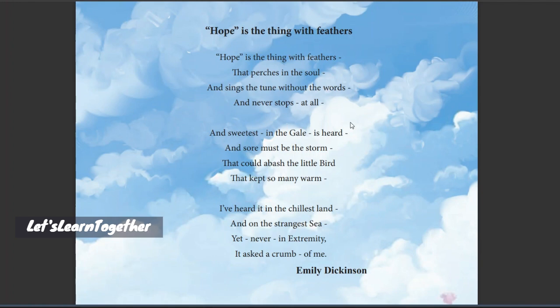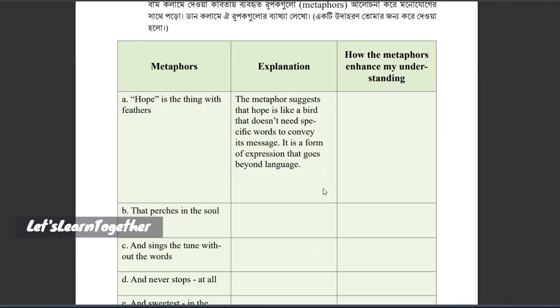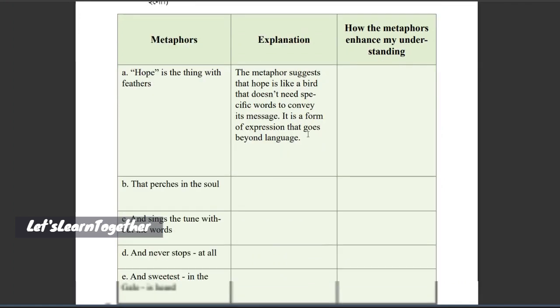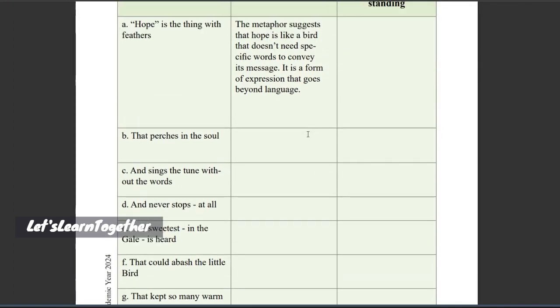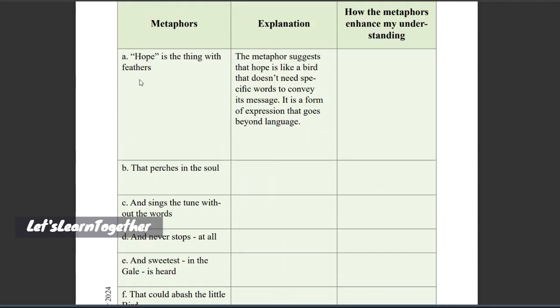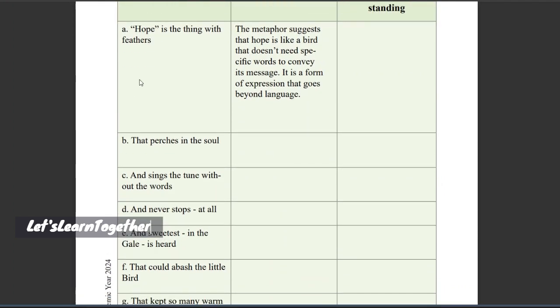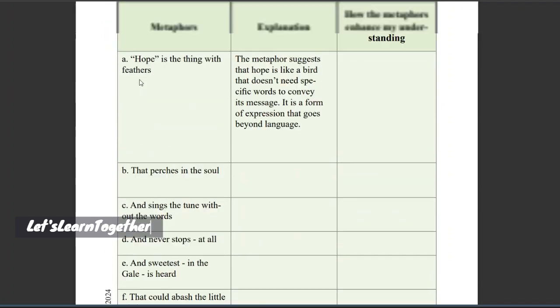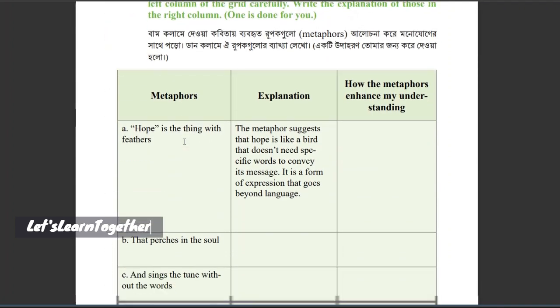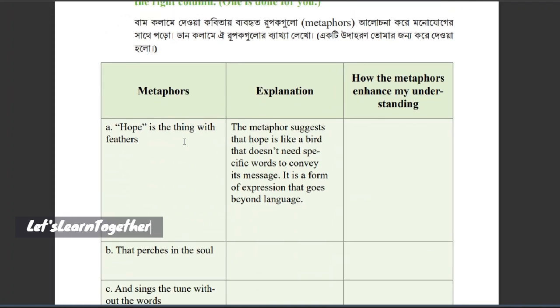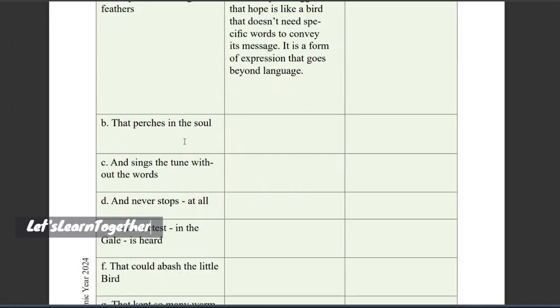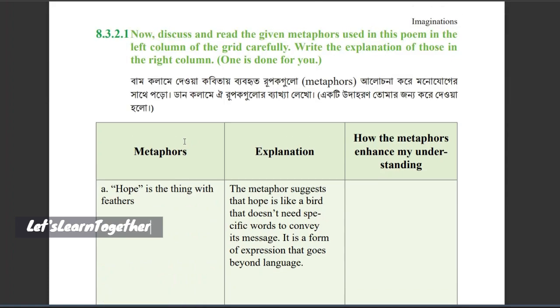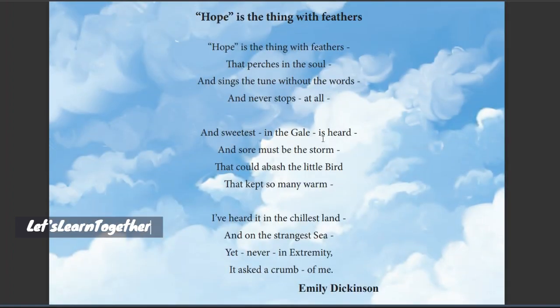Okay, so I will provide you the summary of this poem as well, with the answers of this table. All right, so you can see that the metaphors given here are 10 in total. Now, as we have understood what we have to do in the activity, we can simply go and see the answers. But before that, I will provide you the summary of this poem.